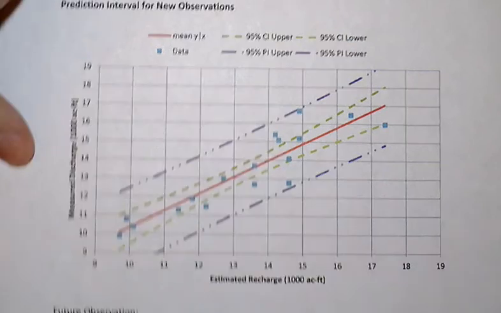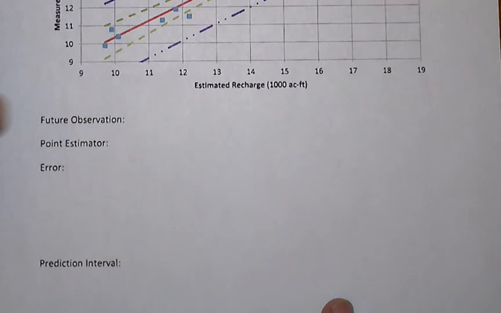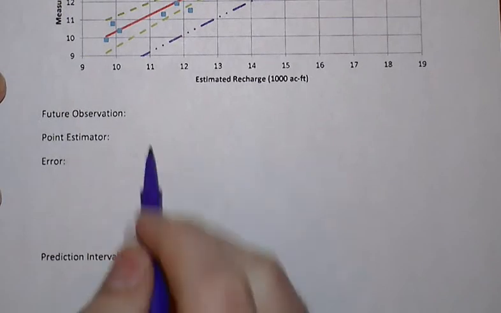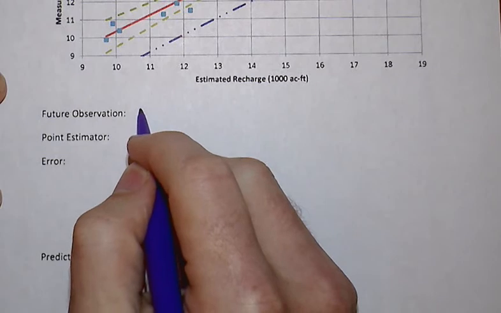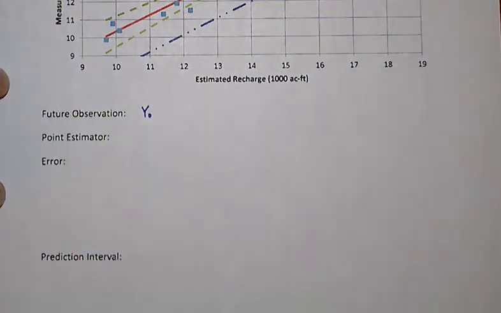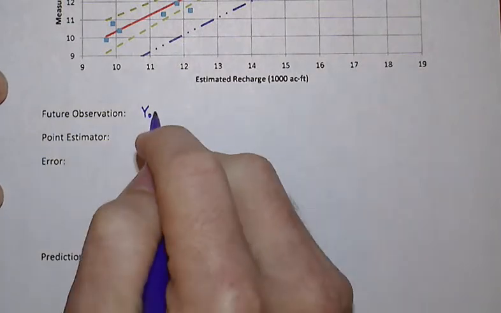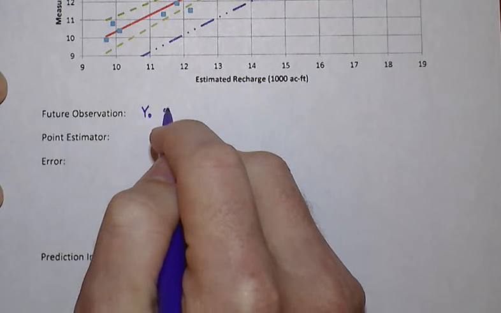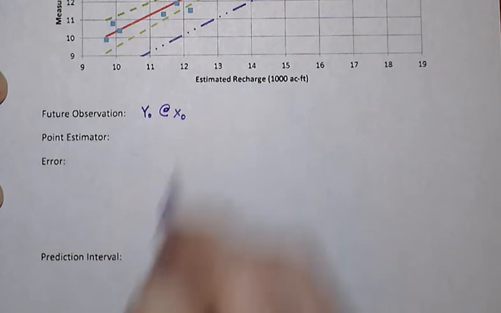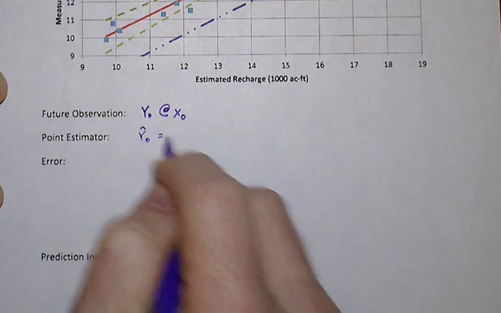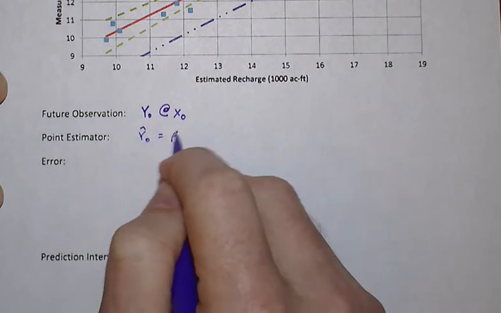Right, so let's see how we actually develop these lines. There is going to be some mathematical similarity, but the differences will turn out to be significant and, of course, cause the change in those lines that you saw. So our future observation we'll call y naught, and it's occurring at x naught. And a point estimator for that future prediction is just to evaluate the least squares line at x naught.